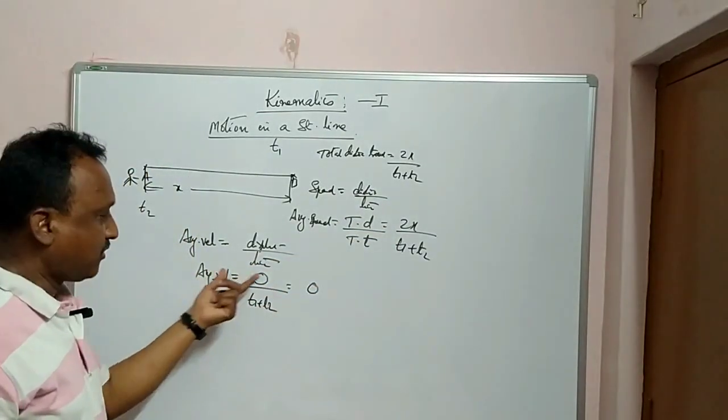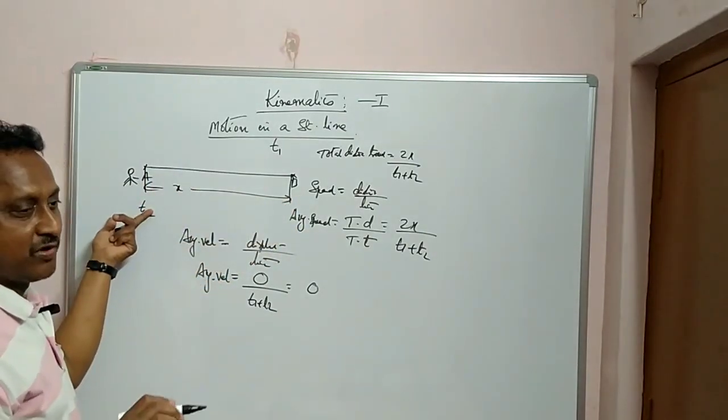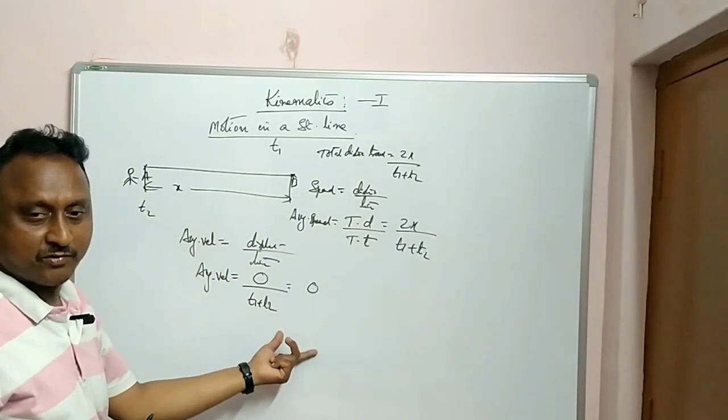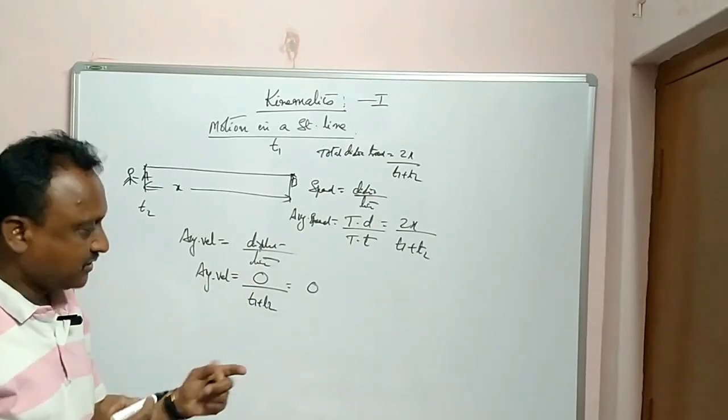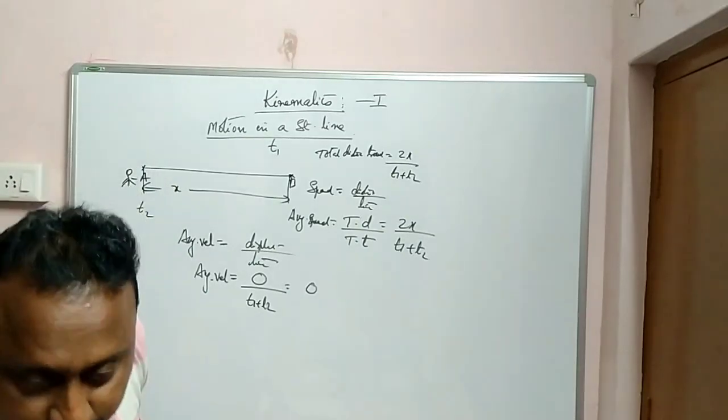Average velocity is total displacement by total time, because the person has gone and come back to the same position. No displacement, 0. So 0 by total time t is equal to 0. So average velocity is 0, average speed is this thing. Okay, please note down.